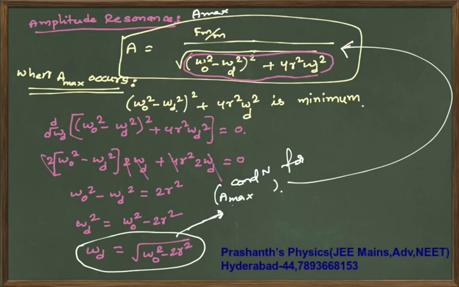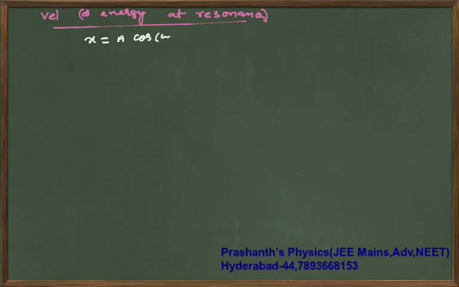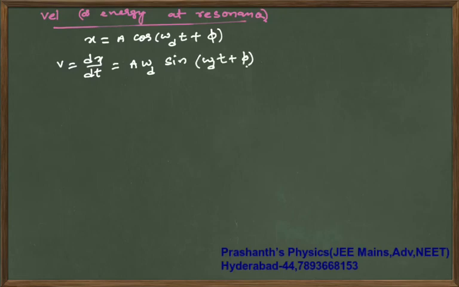Now next, if you take velocity or energy at resonance, the previous one was the condition for maximum amplitude. A similar setup will be there. Basically you have x equal to A cos of omega d into t plus phi as your equation. Your velocity is dx by dt, that is A times omega d into the derivative of cos, which is sine, with some minus sign, but in general this is what you have.